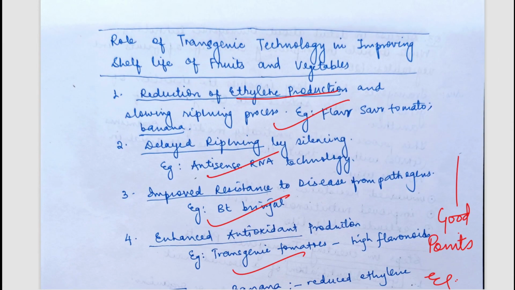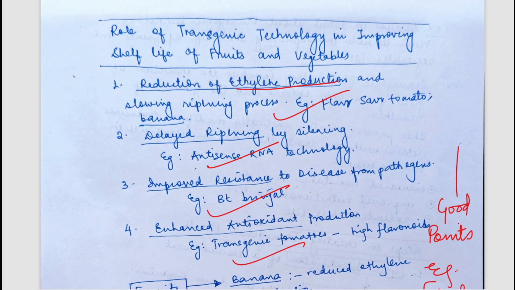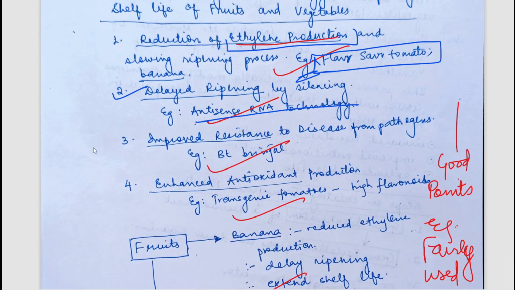Now, how can they be helpful in improving shelf life of fruits and vegetables? First of all, they can be helpful in reducing ethylene production. As we all know, ethylene leads to ripening of fruits, and when the fruits ripen, their shelf life decreases. So, reduction of this ethylene production can be helpful. For example, Flavr Savr tomato. It is one of the very good examples. It can lead to delayed ripening, such as use of antisense RNA technology can be done here. Antisense RNA technology.